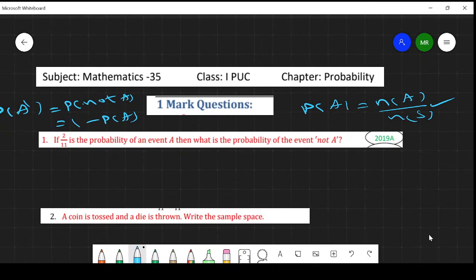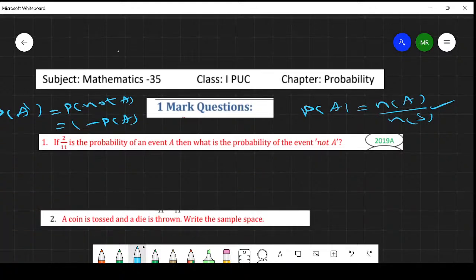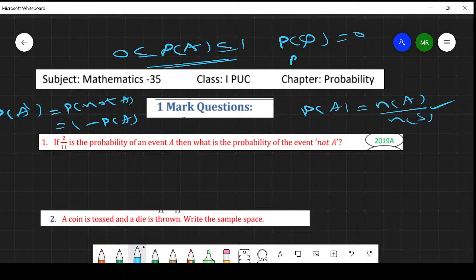Remember that. Whenever you are talking about probability, the value lies between 0 and 1. Probability of any event, if A is an event, is greater than or equal to 0 and less than or equal to 1. Sometimes they may ask when do you get 0? For an impossible event, the probability of the impossible event, the empty set, is equal to 0. The probability of the sample space will be 1. Remember, empty set means impossible event. S means sure event. Probability of sure event is 1.